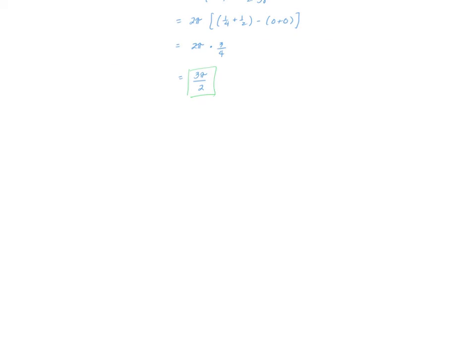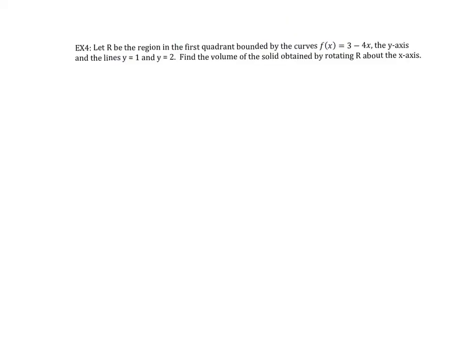All right, so we're going to just do one more example of this shell method. In example 4, we have this region in the first quadrant. It's bounded by the curve f of x equal to 3 minus 4x, the y-axis, the lines y is equal to 1, y is equal to 2. So we're going to find the volume of the solid obtained by rotating our region about the x-axis, which tells me I'm going to integrate with respect to y.